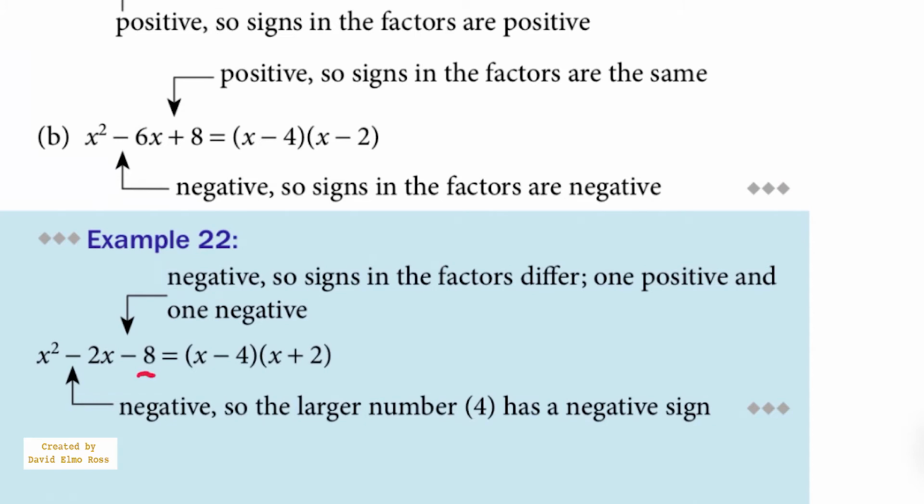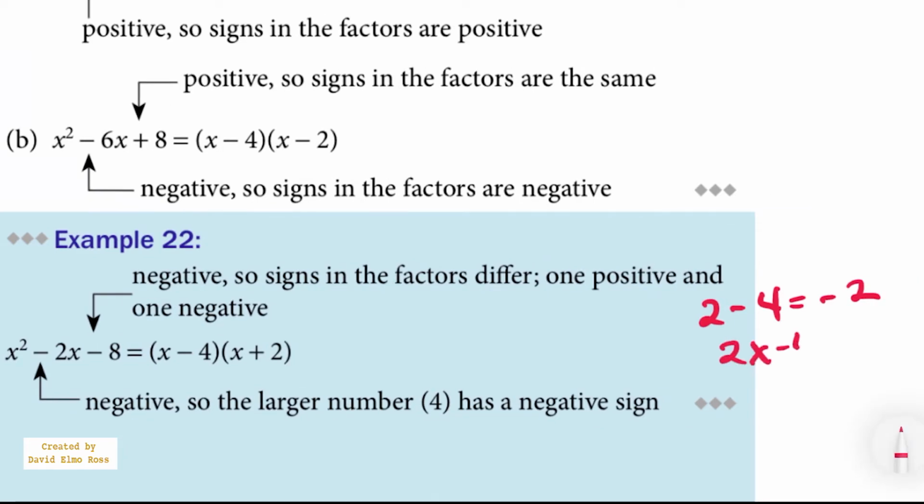In our last example here, we have again 8. So that's 1, 2, and 4. But we need to have two things that add together to get minus 2. 2, 4. How do we get minus 2? Well, 2 minus 4 will definitely give us minus 2. And 2 times minus 4 is going to give us minus 8. So that's why we have x minus 4 times x plus 2 as the factors of x squared minus 2x minus 8.